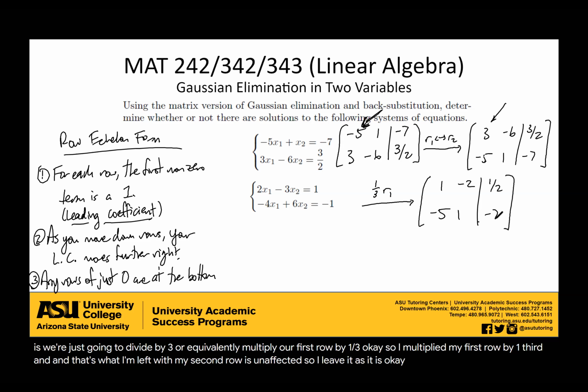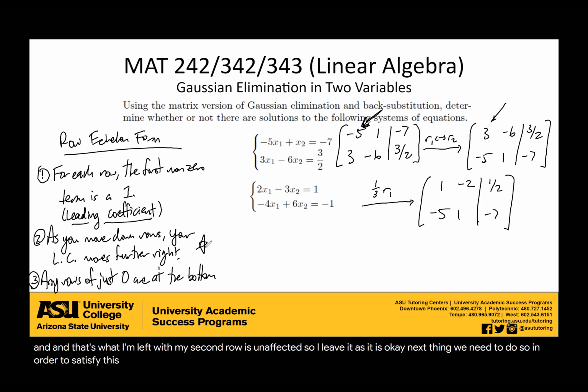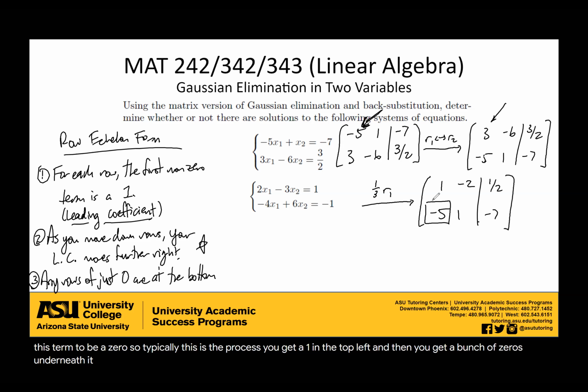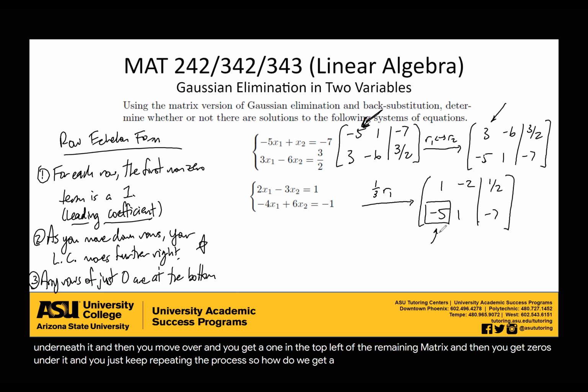Okay, next thing we need to do, so in order to satisfy this rule, the second rule, as you move down rows, your leading coefficient moves further right, we need this term to be a 0. So typically this is the process. You get a 1 in the top left, and then you get a bunch of zeros underneath it. And then you move over and you get a 1 in the top left of the remaining matrix, and then you get zeros under it, and you just keep repeating the process. So how do we get a 0 down here?